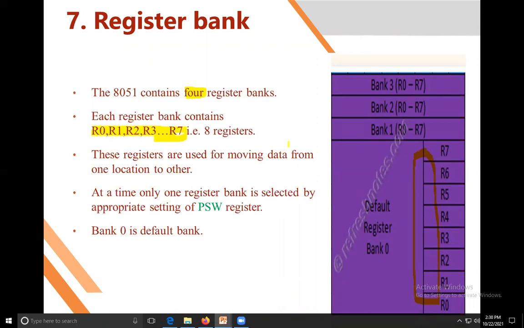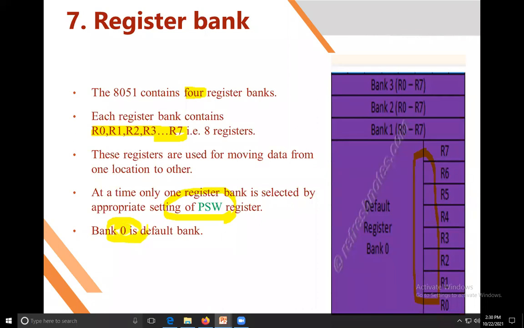When moving data from one location to another, you have to select which bank to use in 8051 programming. For that purpose we use the PSW register, which is called the program status word. By using the program status word, you select the register bank: bank 0, bank 1, bank 2, or bank 3. We'll discuss how to select this in the next slide. Bank 0 is the default bank.